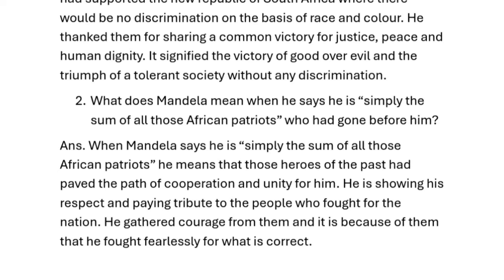Second, what does Mandela mean when he says he is simply the sum of all those African patriots who had gone before him? When Mandela says he is simply the sum of all those African patriots, he means that those heroes of the past had paved the path of cooperation and unity for him. He is showing his respect and paying tribute to the people who fought for the nation. He gathered courage from them, and it is because of them that he fought fearlessly for what is correct.